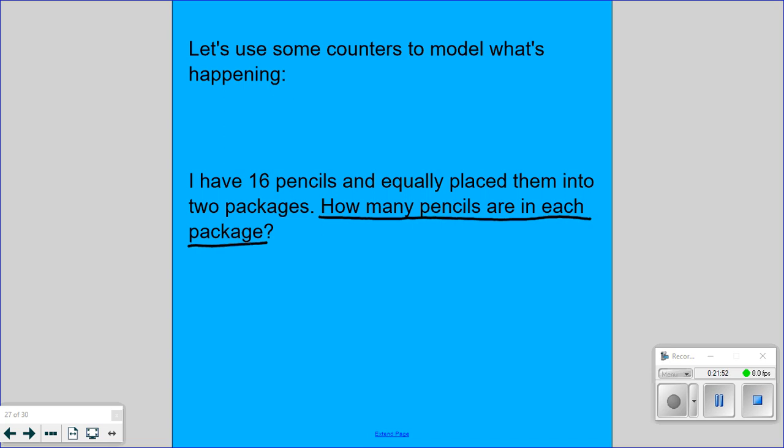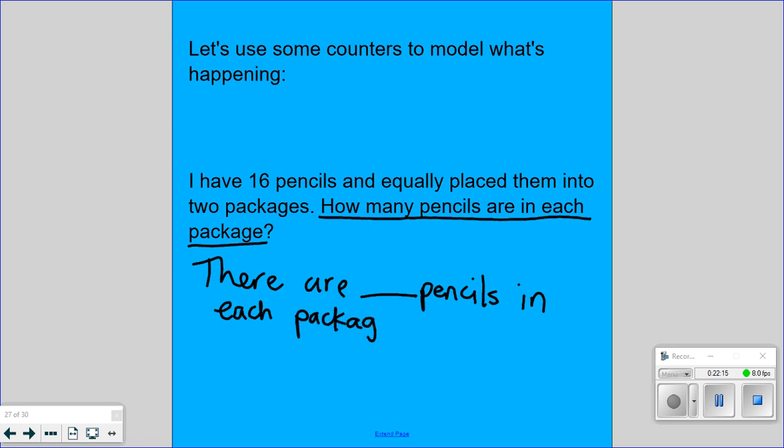How many pencils are in each package? I'm using the words right from the question. There are blank. John, we're writing pencils in each package. There are blank pencils in each package.